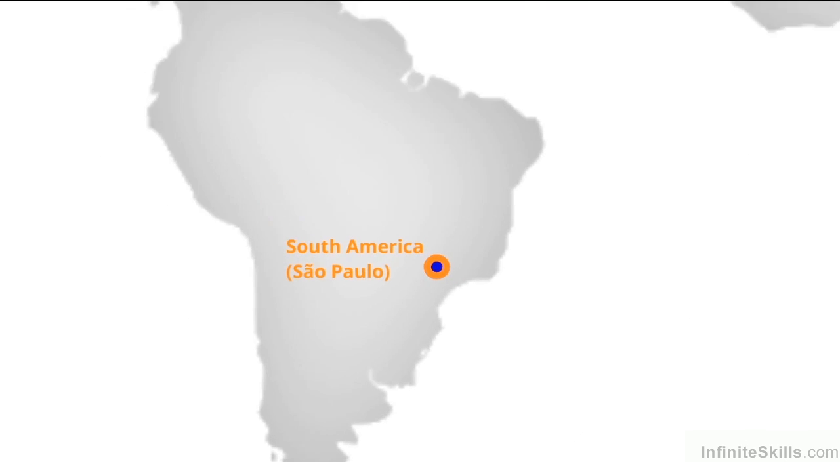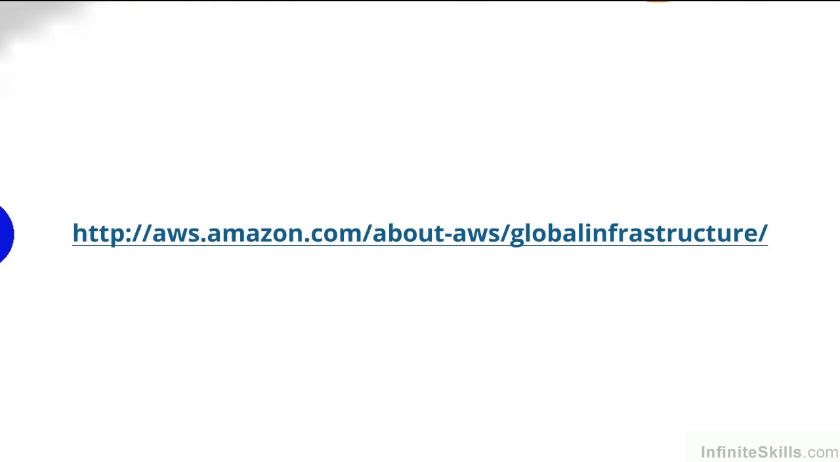Because regions, availability zones, and edge locations are being added all the time, we highly suggest that you bookmark and refer back to this URL for a current picture of what Amazon's global infrastructure looks like.